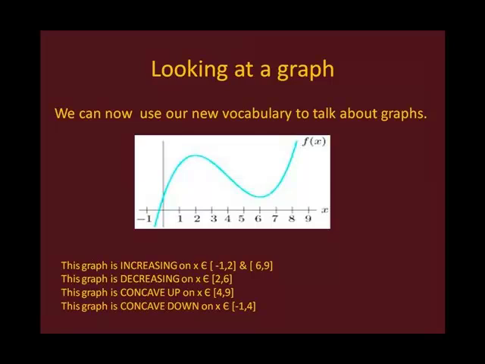We can also say this graph is concave up from x equals 4 to x equals 9. That's where it makes that cup shape look. We can say this graph is concave down when x is between -1 and 4, because this is where it's rounded down like a hill.